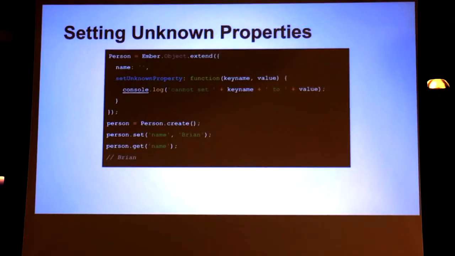If you wanted to handle set unknown property for a given object, but you wanted to ignore certain properties, you may get around that by doing something like this, where we try to set name, but because we set it to a default value up here in the extending, set unknown property is never called. And then it works as we normally expect.